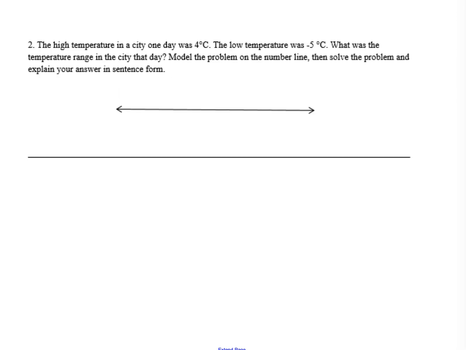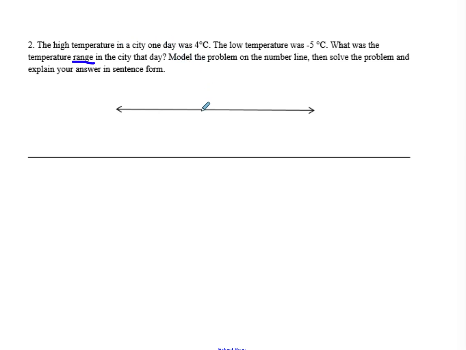All right, let's take a look at this next one. The high temperature in a city one day was 4 degrees Celsius. The low temperature was negative 5 degrees Celsius. What was the temperature range in the city that day? Model the problem on the number line, then solve the problem, and explain your answer in sentence form. Okay, so we've got a few things here that we need to do. First thing, keyword here, range, that's greatest minus least. So I know when I'm doing my problem, I've got to do my greatest minus my least.